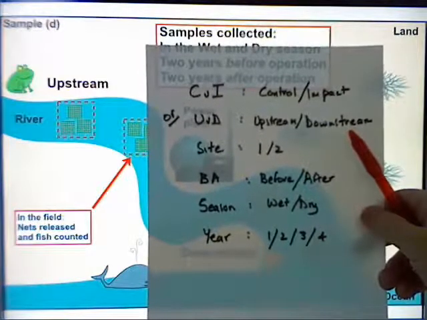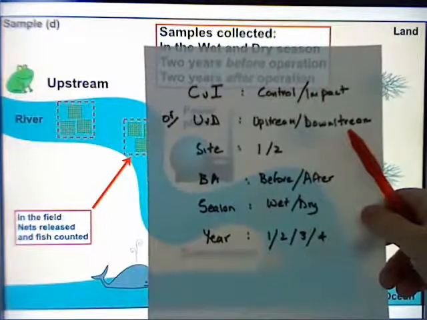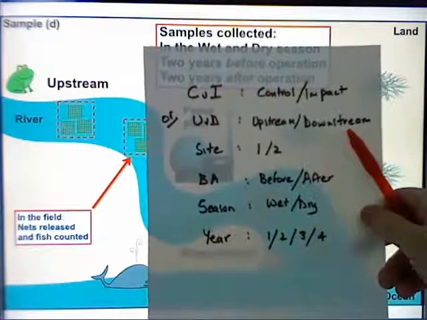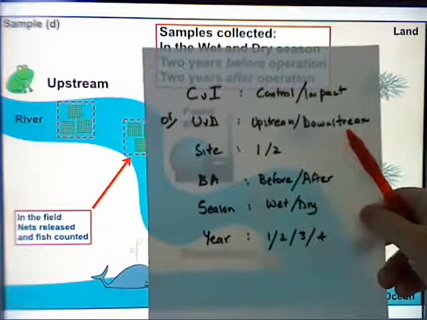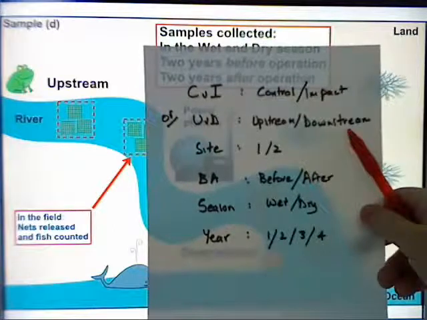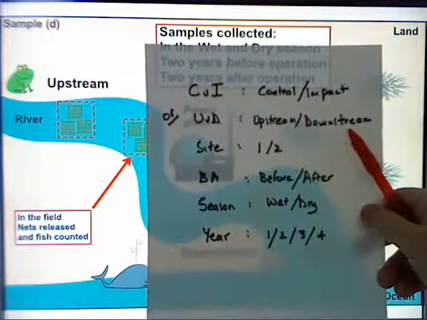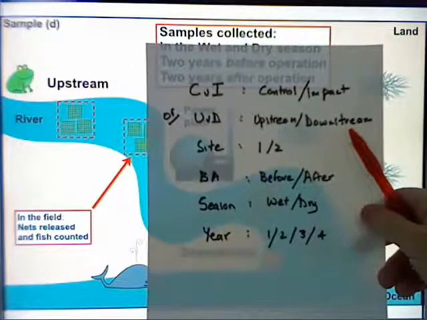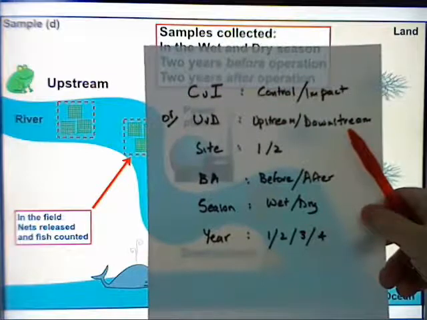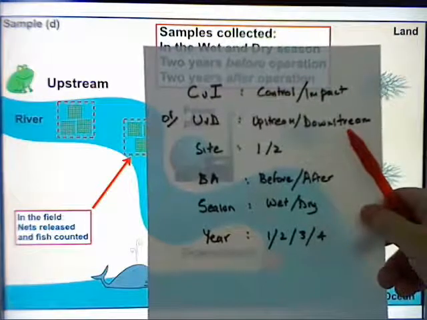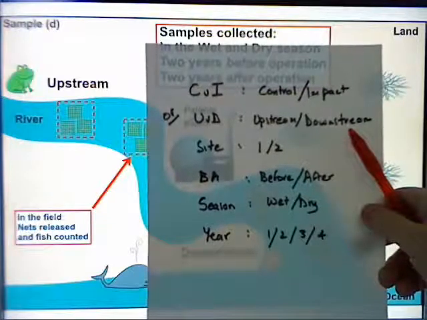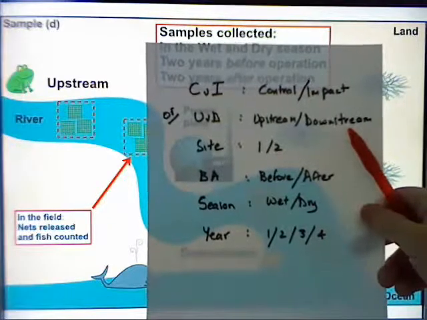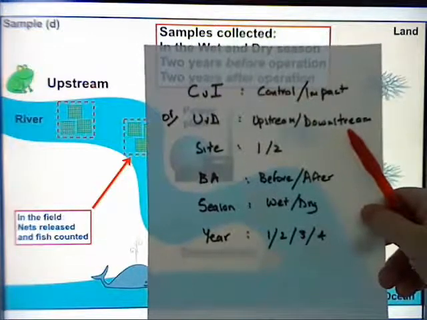Then this design has 3 temporal factors. The first is before and after, because samples are collected before and after the plant starts to operate. Second is season, wet season and dry season, and the third is year, because we've got, let's say, 2 years sampled before and 2 years sampled afterwards. And we would normally refer to that by the actual chronological years, so 2010, 11, 12 and 13, if this was the first year the samples were being taken.